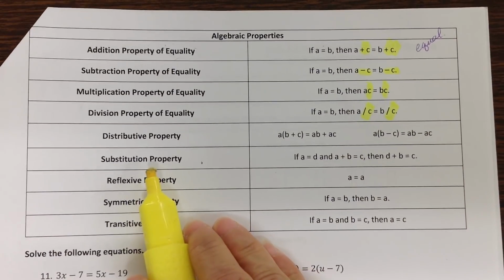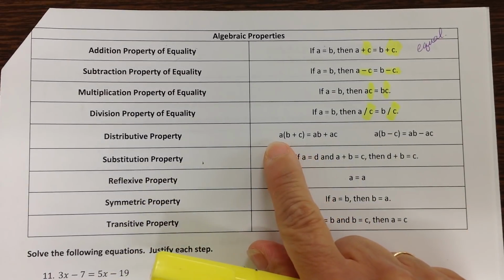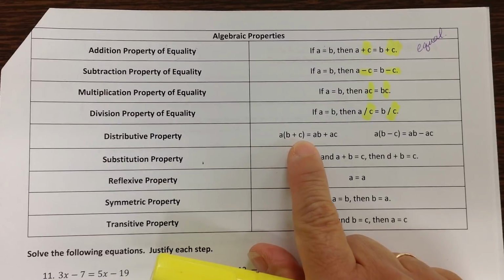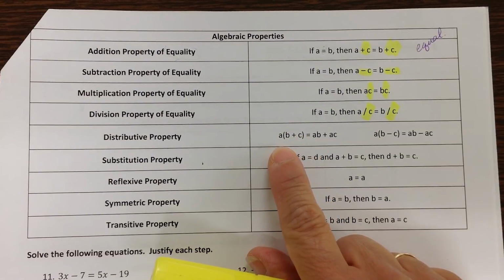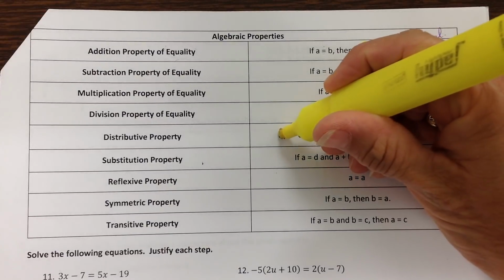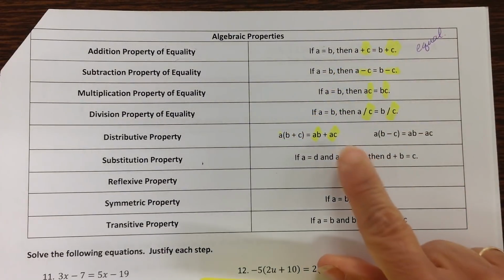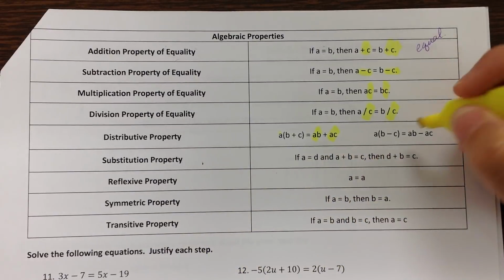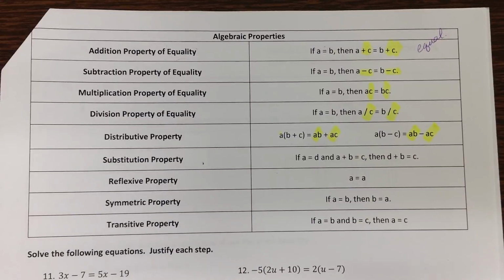The distribution property you guys already know how to do. If you've got an A out here times a B and a C in parentheses, distribution says when you multiply that, you've got to multiply both the B and the C. Same thing if it were subtraction. It doesn't change the rule. You still need to multiply both the B and the C.